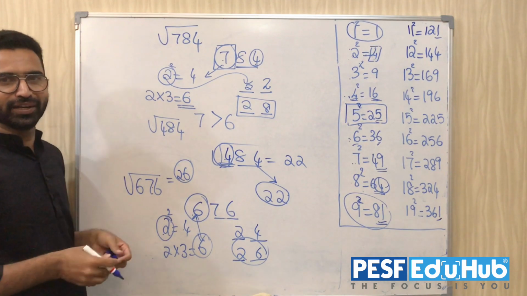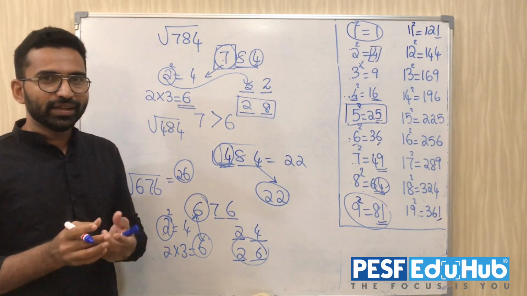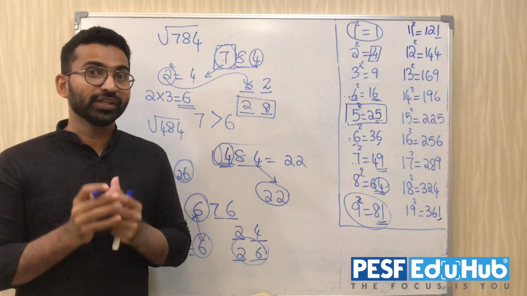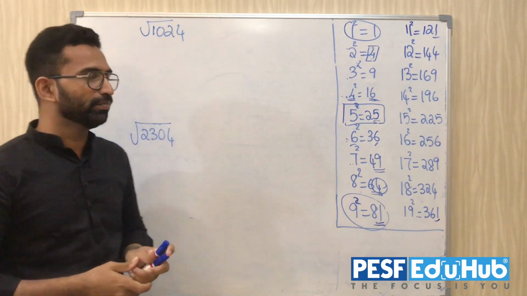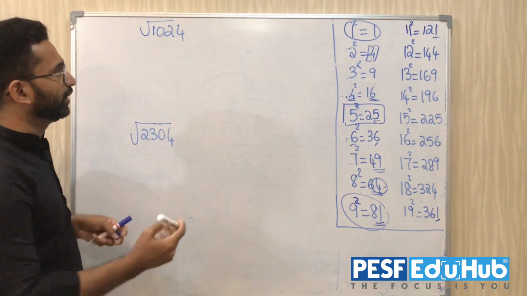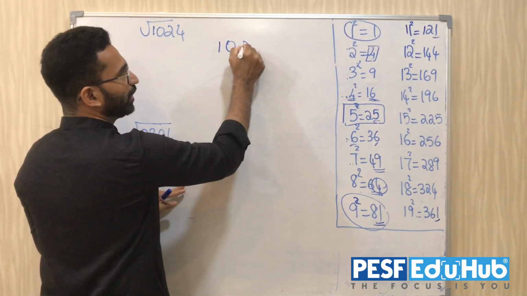Otherwise, it will be difficult definitely. Okay. Make a practice. Take some random numbers and calculate the square roots. Okay, and now let's consider a little bigger number, 1024. I want to calculate 1024.